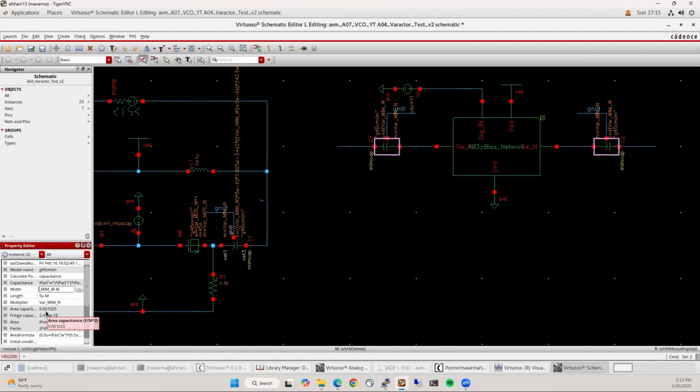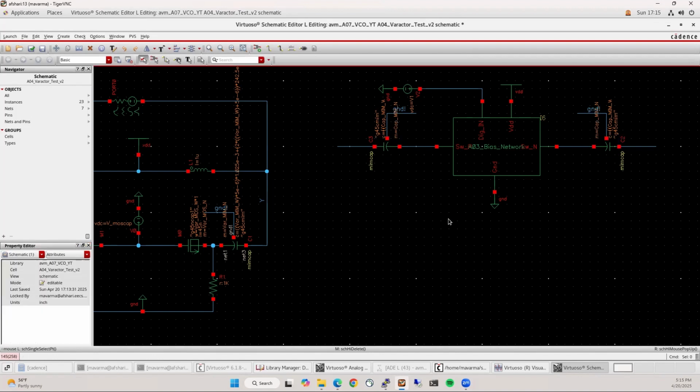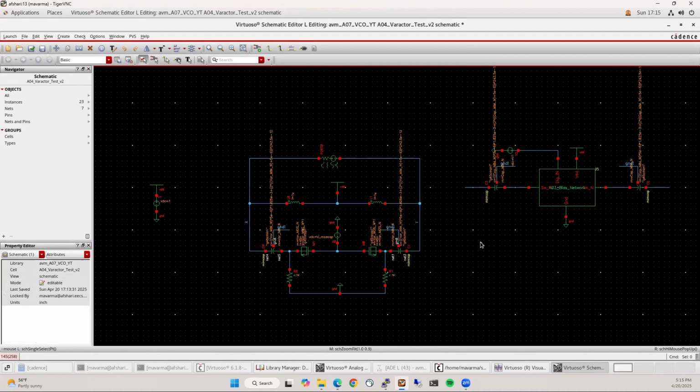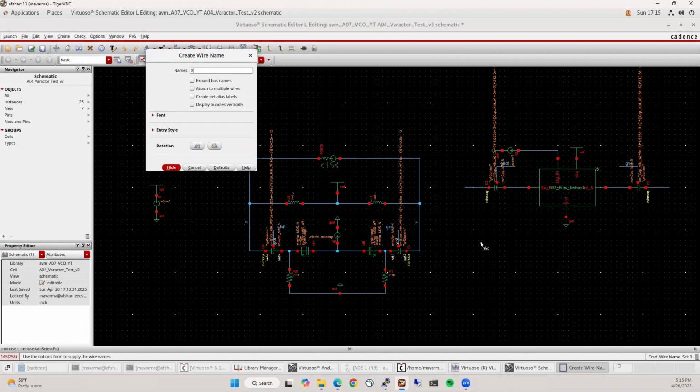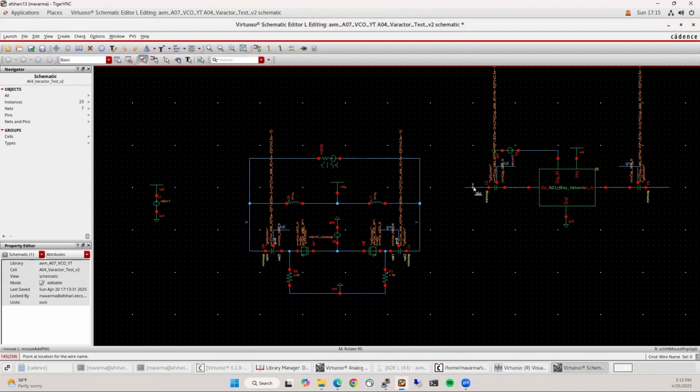This, what do I call this? Bank, maybe. Let's just say cap for now. Okay. That's pretty much it, I think. Oh, need to label the nodes X and Y.